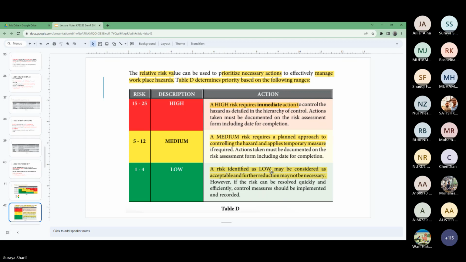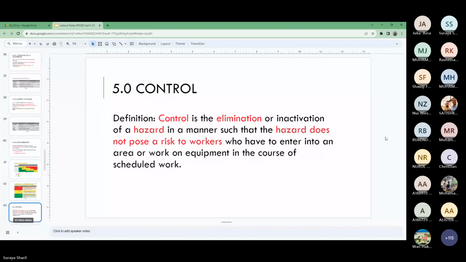So this is like a form for the safety officer to give a value for each component. And from there, when you get the result, the marks, the value of the risk, then you can categorize whether it is high or medium or low, and the action to be followed at each level. Okay.